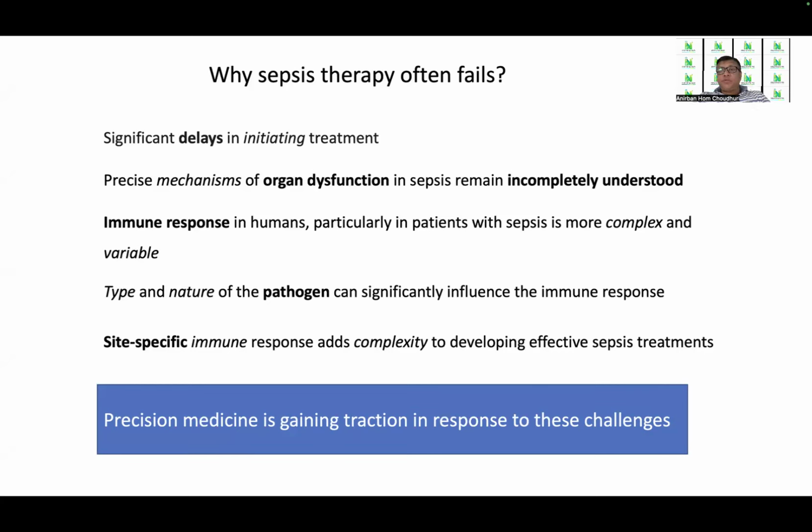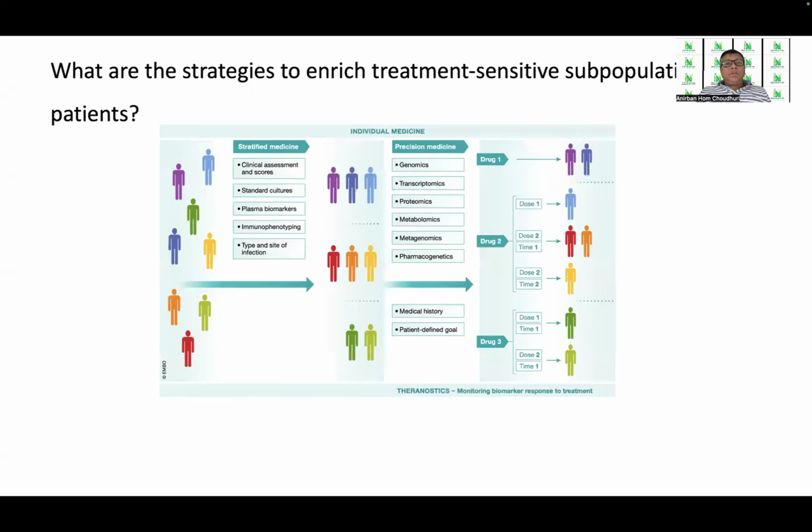And in response to these challenges, to find new therapies and to make new therapies work, the branch of medicine which is gaining traction and whose popularity is increasing is precision medicine. So if we have to practice precision medicine, how would we practice it? Or you could ask, what are the strategies to enrich the treatment-sensitive subpopulation of patients with sepsis? Now, how can we do that?